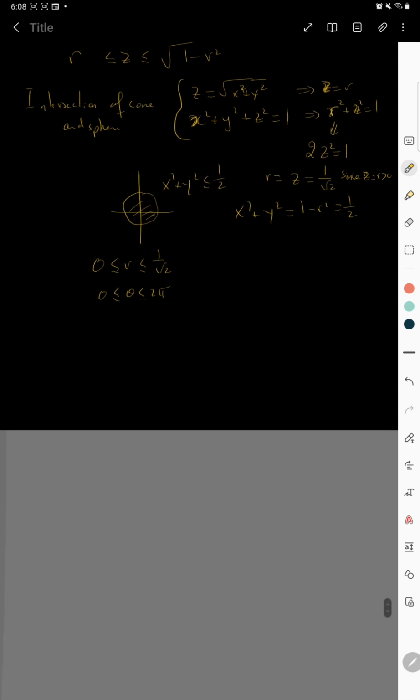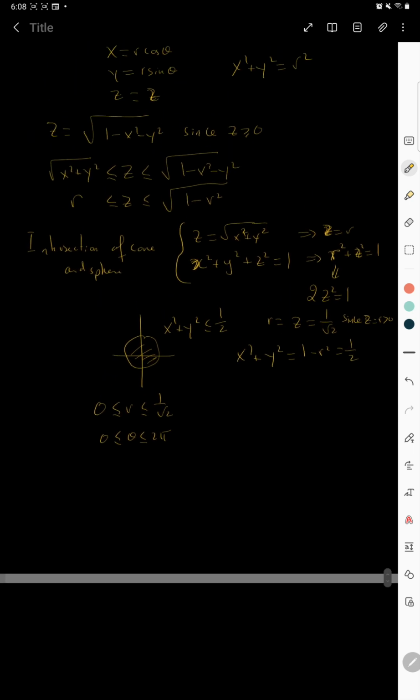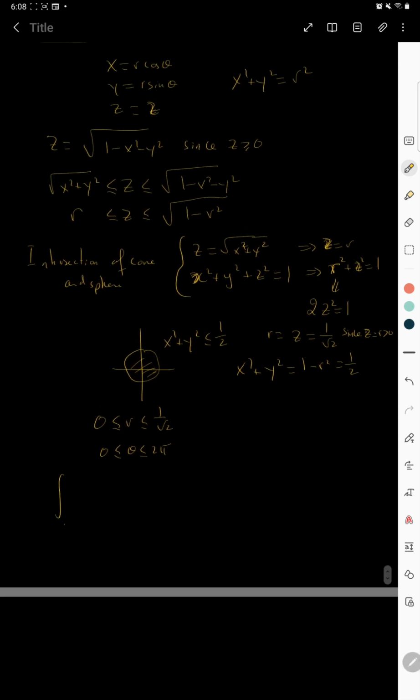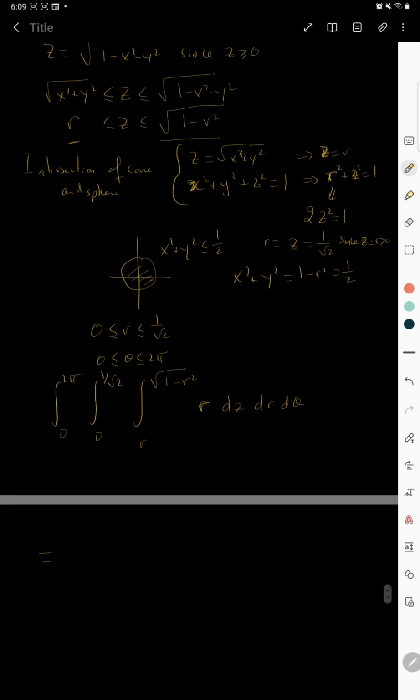So what we have to do now, consider this in cylindrical coordinates. Theta will go from 0 to 2 pi. R will go from 0 to 1 over root 2. Z will go from r here to square root 1 minus r squared. dz, dr, d theta. And of course, I should not forget the Jacobian, which is r. This is not too bad to integrate.